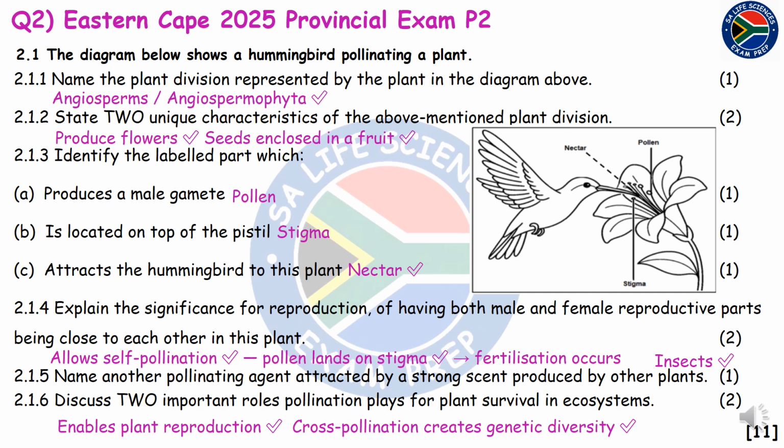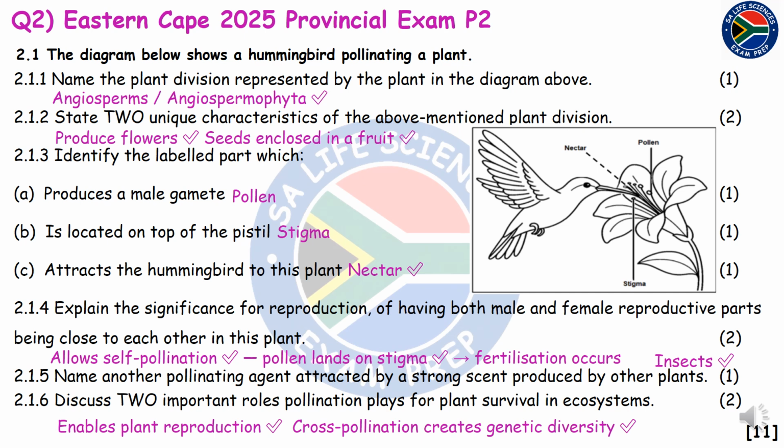Right, 2.1.5. Name another pollinating agent attracted by the strong scent produced by the plants. That would be insects. Remember, we've only learned about two main living pollinating agents, that is birds and insects. So for this one, you don't need to give a specific answer, you just need to give the general word.